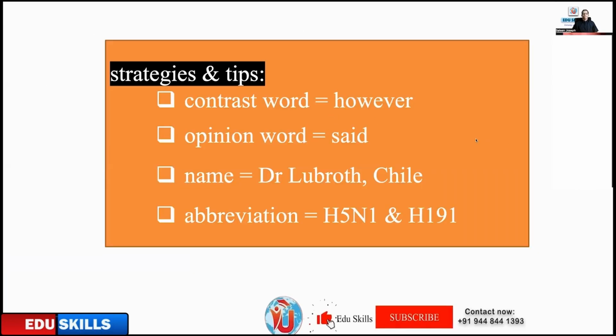Strategies, contrast word, however, opinion word, shared name, Dr. Lubroth, Chile, abbreviation H5N1 and H191.